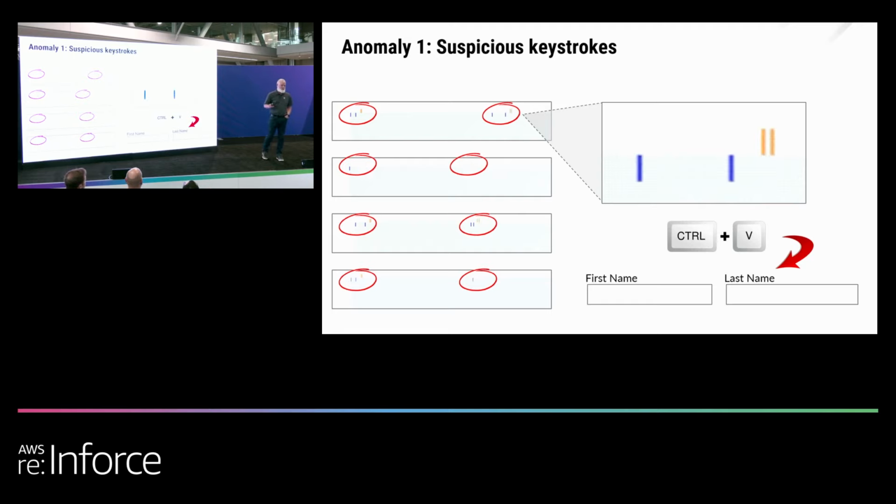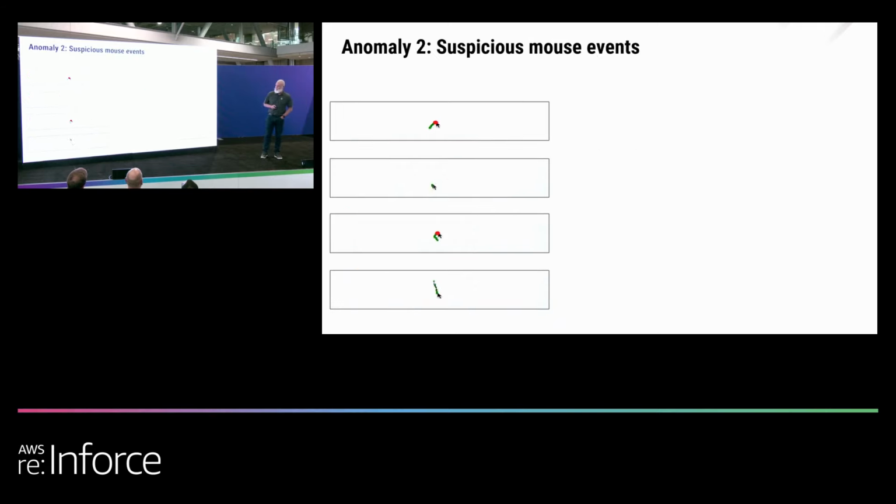I've never pasted my first and last name. I've gotten pretty good at typing my name over the years. And this isn't autocomplete. This is them hitting Control and V for the first and last name. Very alarming. The second issue was mouse movements and mouse clicks.